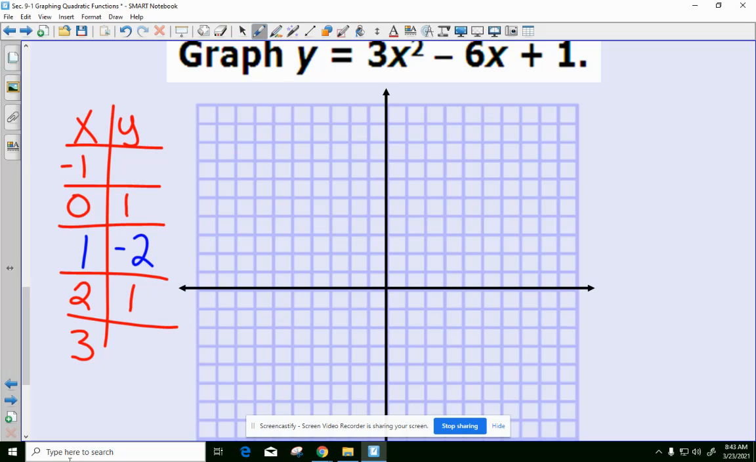Make a choice. Either you're plugging in -1 or you're plugging in +3. Whichever one of those two you feel like is easier to graph. James, what did you get for a result of that?